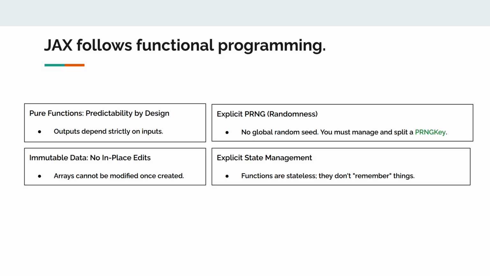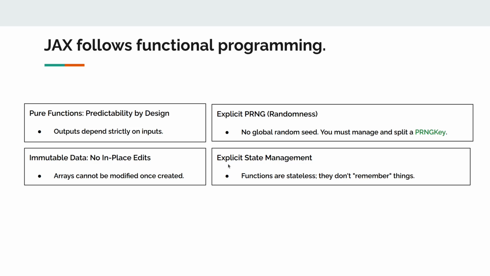The next functionality of JAX is immutable data. Consider you declared an array. You cannot go ahead and modify that array. And then comes PRNG, which is the pseudo random number generator. Normally, by default there will be some random global seed for the declarations that you do in any of the frameworks like PyTorch or even TensorFlow. But in this case you have to manage and explicitly create your PRNG key, which will be used across your program to reproduce the experiments.